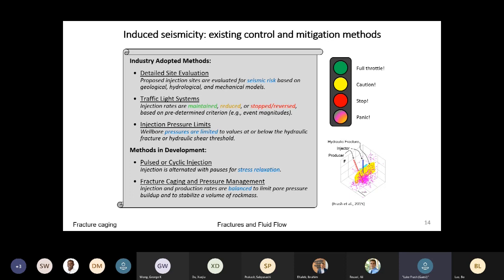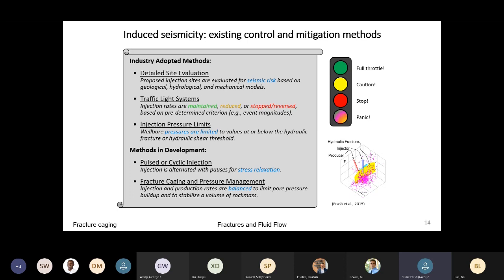After this, adding on to this, we have the traffic light control system. So these are predetermined criteria before you start injection, based on the analysis of the site and forward modeling, that tell you when to slow down your injection or to stop it or even reverse it, dependent upon how big of earthquakes you start to observe, where you start to observe microseismicity, and maybe even a criterion as simple as if your injection pressure is outside of some predetermined limit.